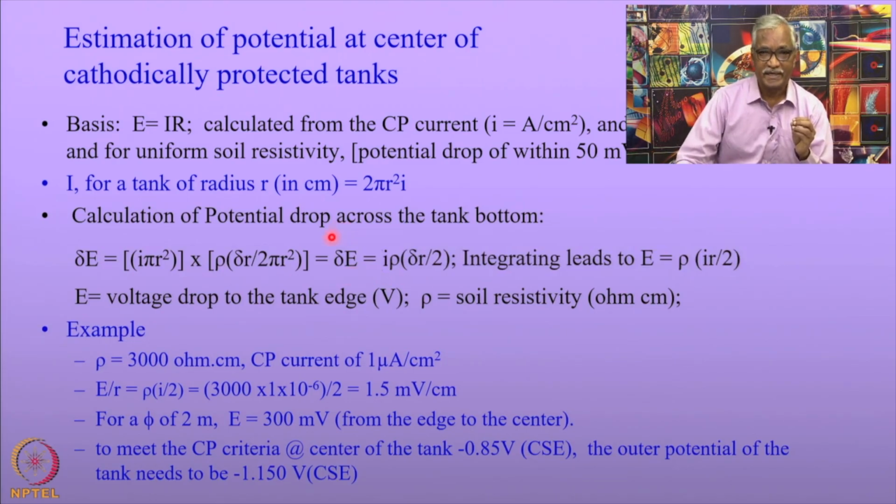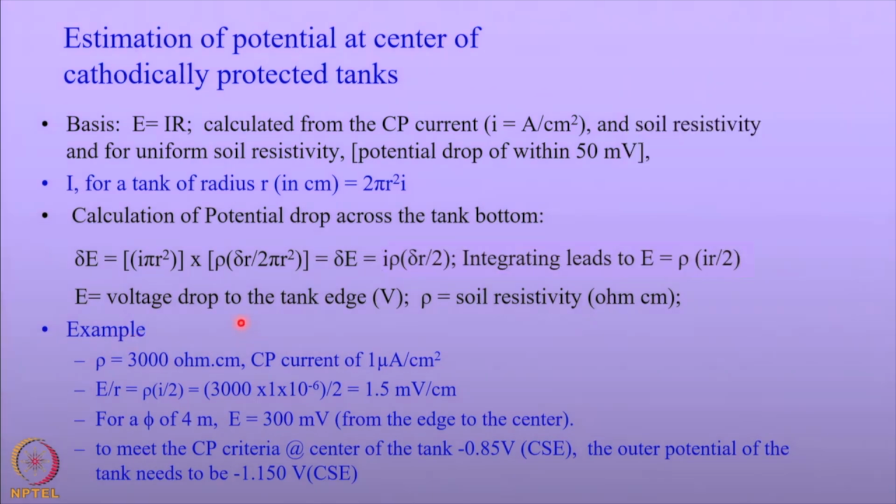If one integrates this potential drop with respect to the distance, and you get here the radius of the tank, then E turns out to be rho into current density into radius of the tank upon 2. So, it is possible to calculate the potential of the tank at the center if you know the potential of the tank at the edge. An example is given below. To illustrate this point, the following calculations are being done.